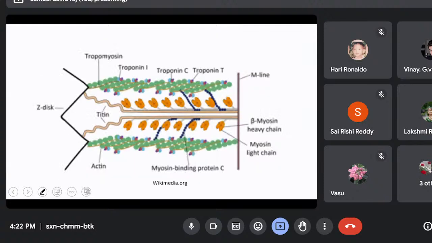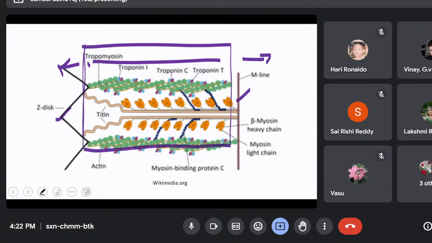And this is how it looks. It extends from the M line to the Z disc. So what happens? Overstretching above this limit is not possible, so that relaxation is within the limits of the titin protein.